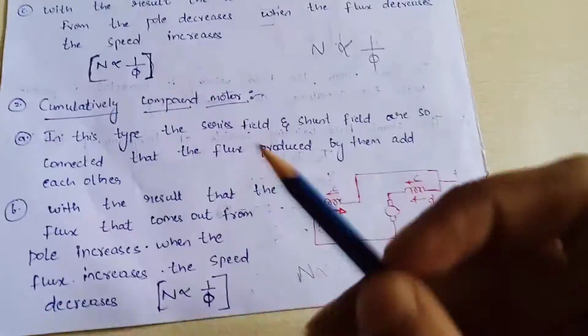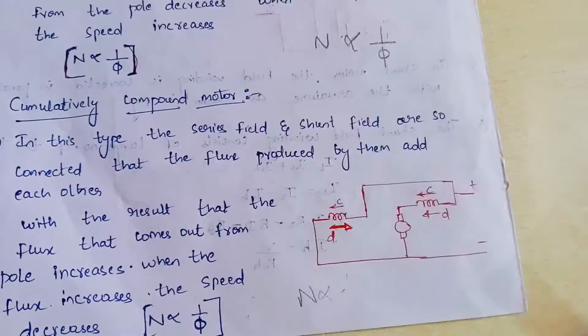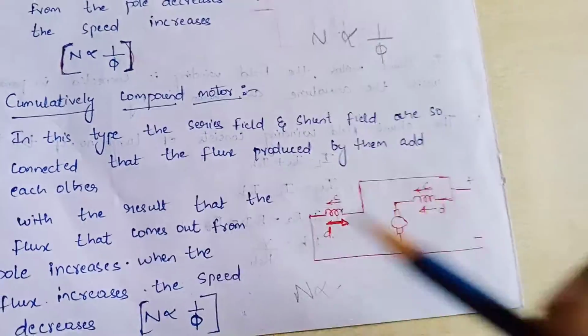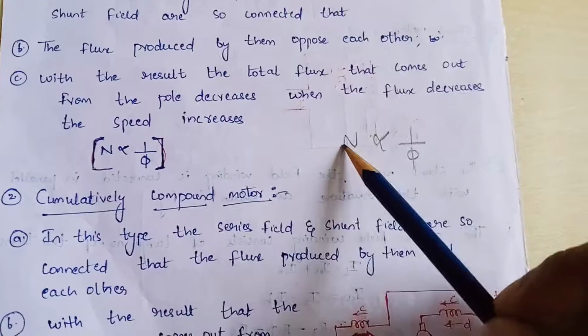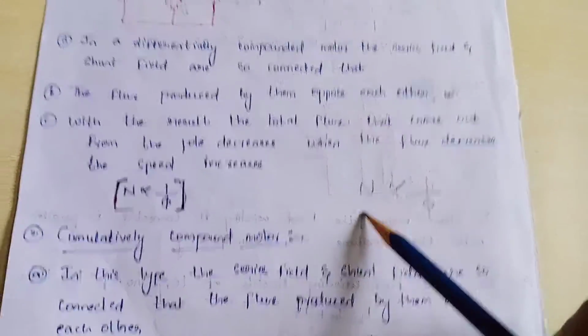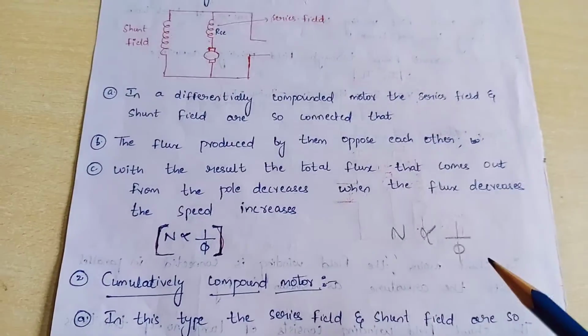Hence, cumulative compound motors are used for applications where the speed required is less, whereas for applications where the speed requirement is more, we use the differential compound motor.